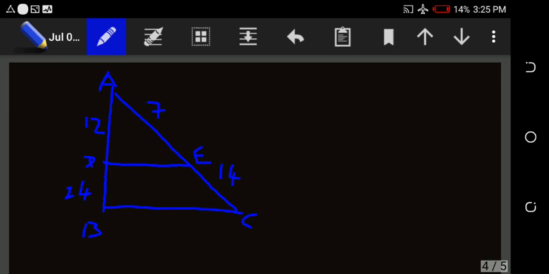Alright, now the question you are being asked is: is triangle ADE similar to triangle ABC? Is triangle ADE congruent to triangle ABC? That's the question we're trying to find out. Are they similar? Triangle ABC and then triangle ADE.